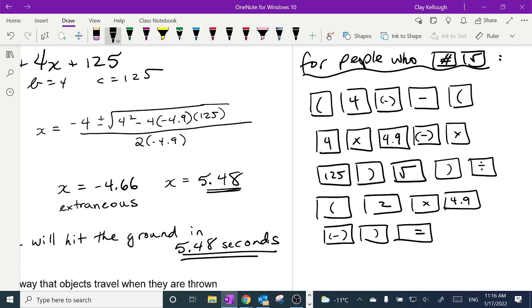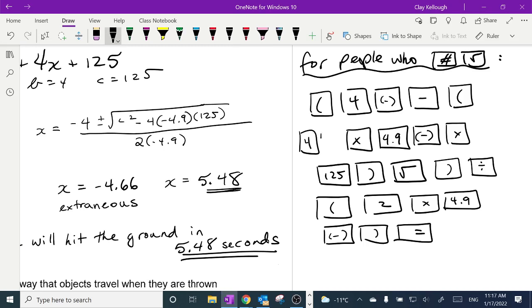Okay. Open a bracket. 4. Make it negative. Minus. Open a bracket. 4 times 4.9. Make it negative. Times 125. Close the bracket. Square root it. Oh, it is giving me an error. Okay, what happened? I do not understand. Oh, wait a minute. Did I forget to square the 4? Yeah, I did forget to square the 4. Whoops, sorry. My bad. 4 squared. I forgot to square that 4.